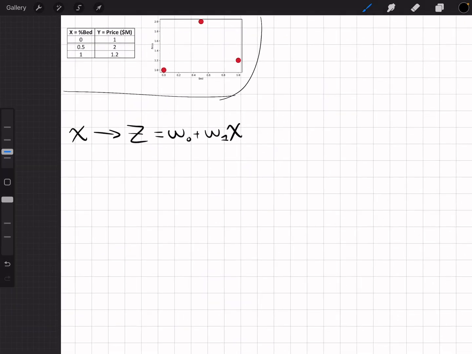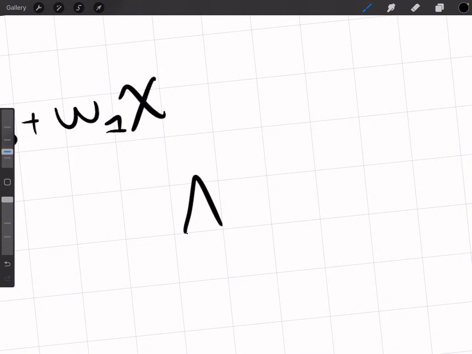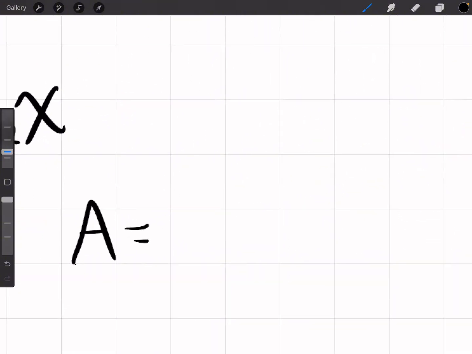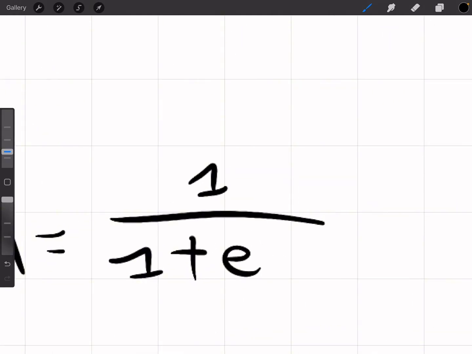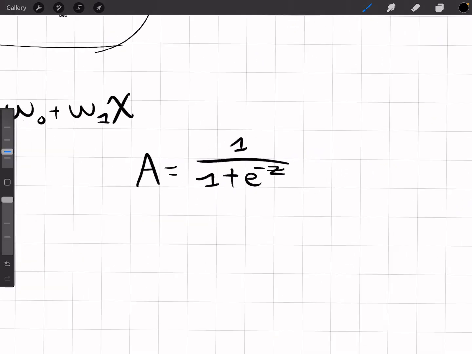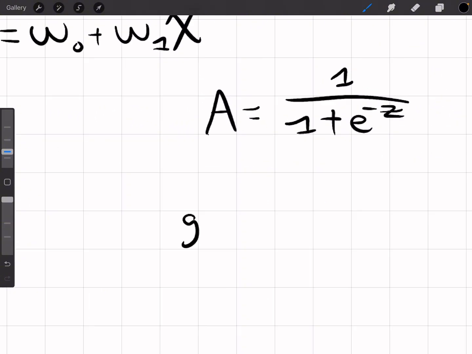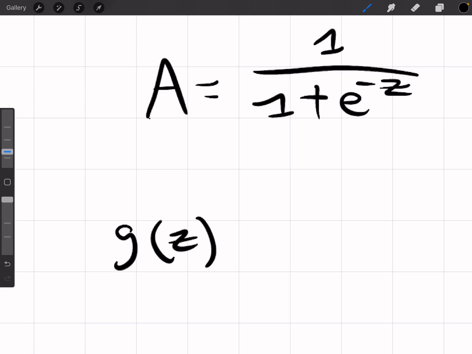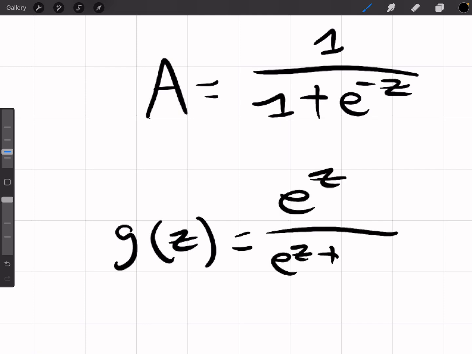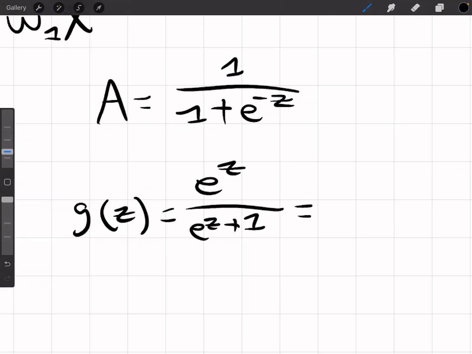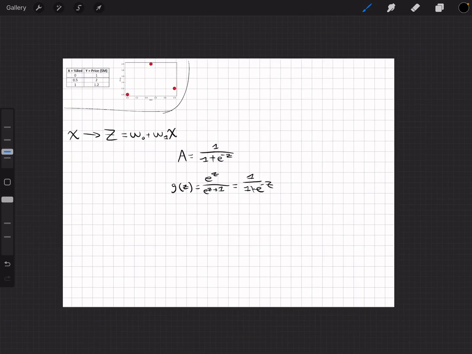It's important to note that our a, it's a sigmoid, which is equal to 1 over 1 plus e to the power of negative z, which is given by g of z, which is equal to e^z over e^z plus 1, which is equal to 1 over 1 plus e to the power of negative z.